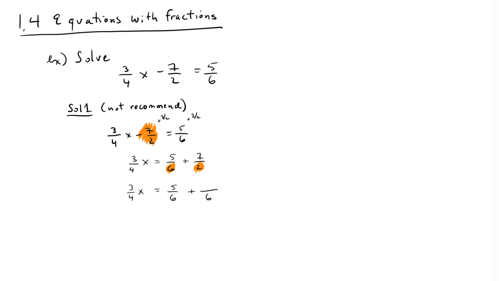So I'm going to put everything over 6. To do this, we need to multiply by 3 above and below here. So 21 over 6. So this is 3/4 of x equals 26 over 6. 26 over 6, I can reduce that fraction. So 3/4 of x is 13 over 3.